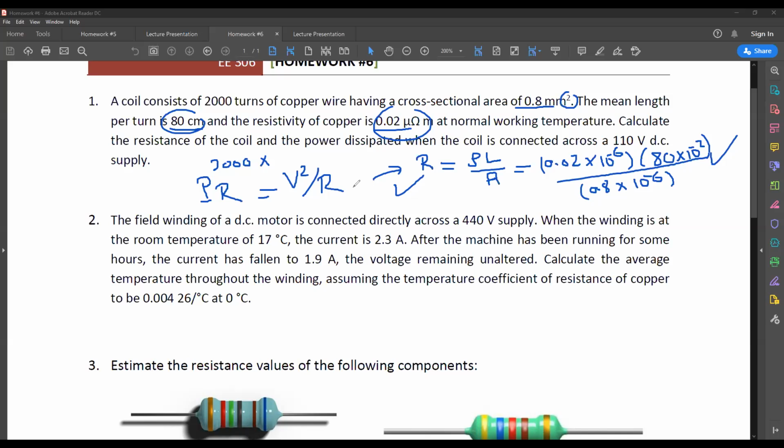Doctor? Yes. Do we multiply the resistance we get by 2000? Yes, you're right. This is for one turn. That's right. So this is the resistance for one turn. You have to multiply this resistance by 2000 turns in order to get the resistance of the whole coil. Thank you for catching that.